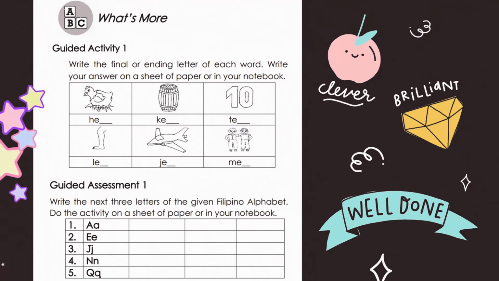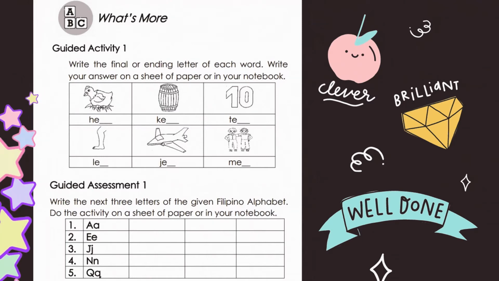For guided assessment 1, write the next 3 letters of the given Filipino alphabet. Do the activity on a sheet of paper or in your notebook. We are going to write the next 3 letters that come after the given letter in each number.